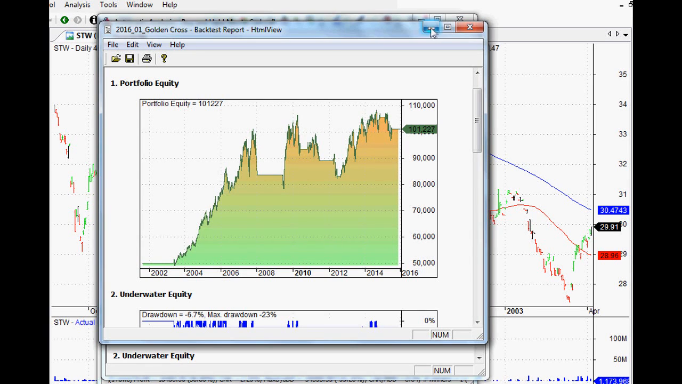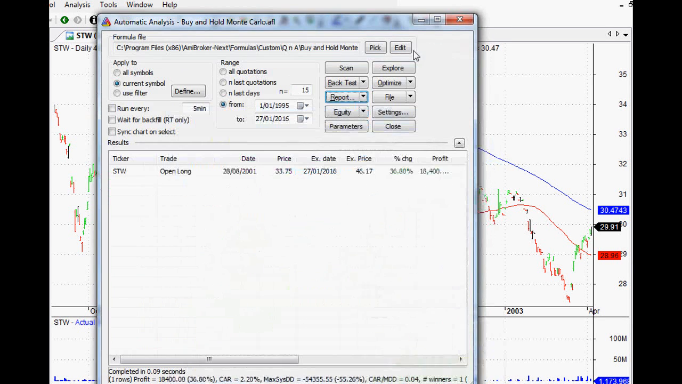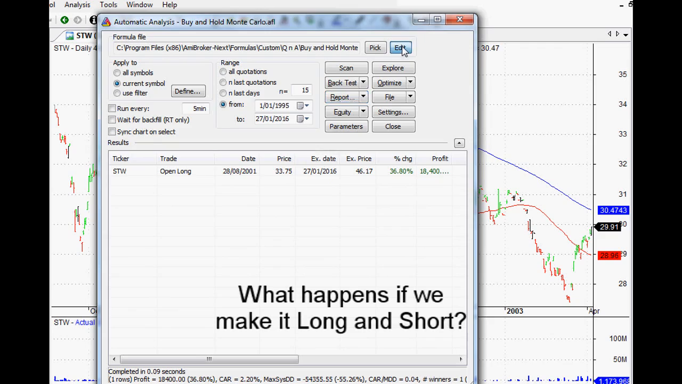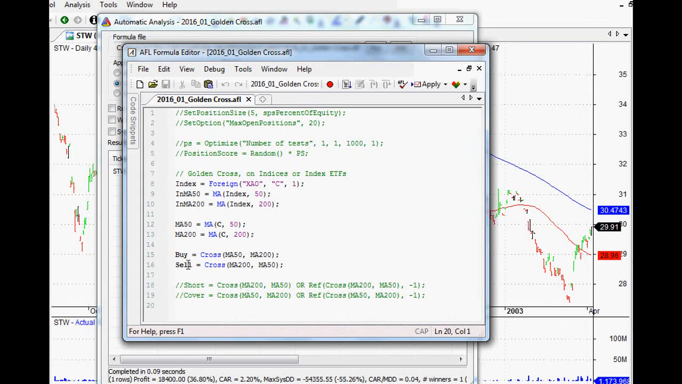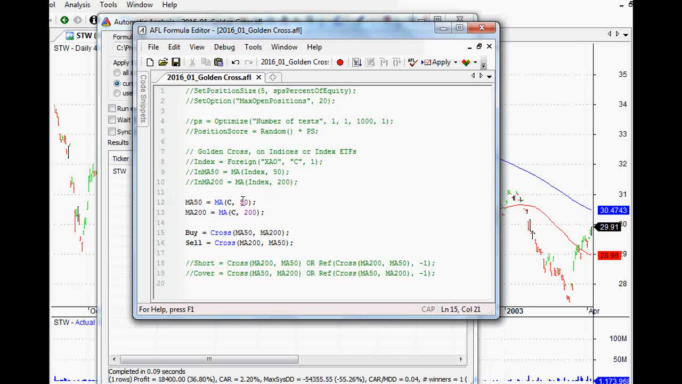Now, as a final test, let's check it out, because Nick did say he was looking for a long short idea for this particular one. So if we take our code and edit it a little bit, I've already set up our buy and sell rules as we looked at before, but now we can use those same rules, those same moving averages, to do our short and cover.